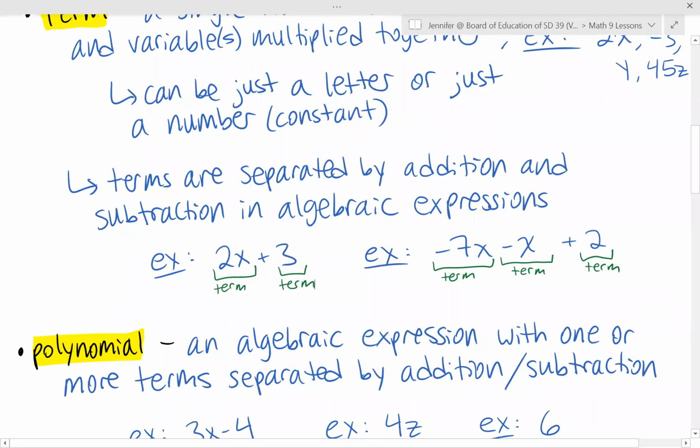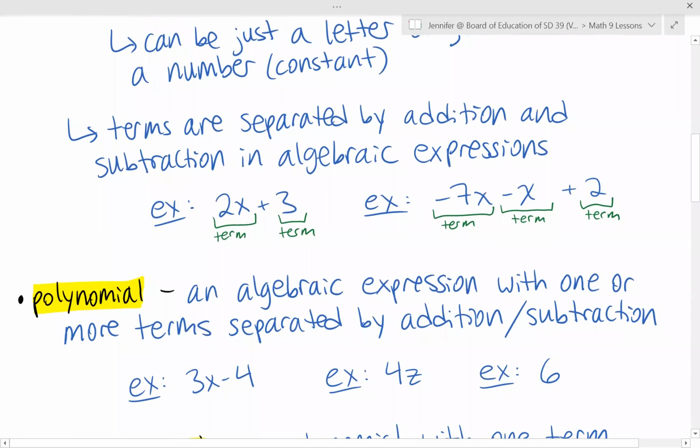A polynomial, or the main thing we're going to be working with for this whole chapter, is an algebraic expression with one or more terms separated by addition or subtraction. In other words, the 2 things that we just looked at, those are considered polynomials. So another example, 3x minus 4. These are 2 terms separated by subtraction.